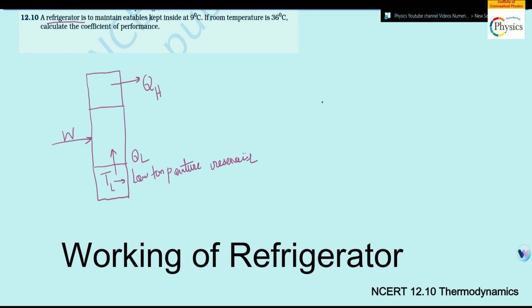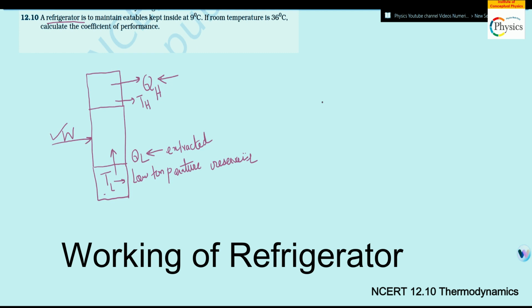So what is a refrigerator? The refrigerator is a system on which work is done. This work done extracts heat from a low temperature reservoir. This is the heat of the low temperature reservoir which has been extracted, and then the heat is thrown in a high temperature reservoir. This is the heat being referred to.